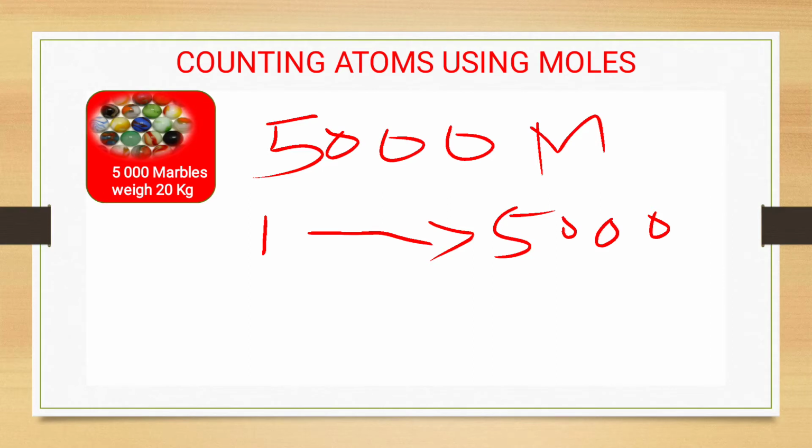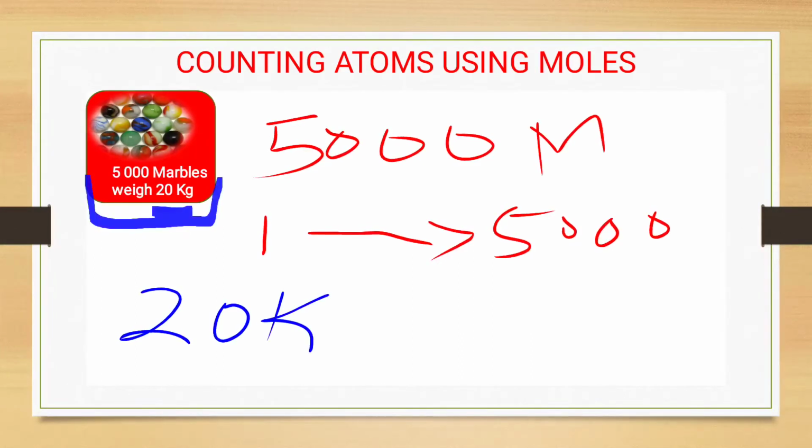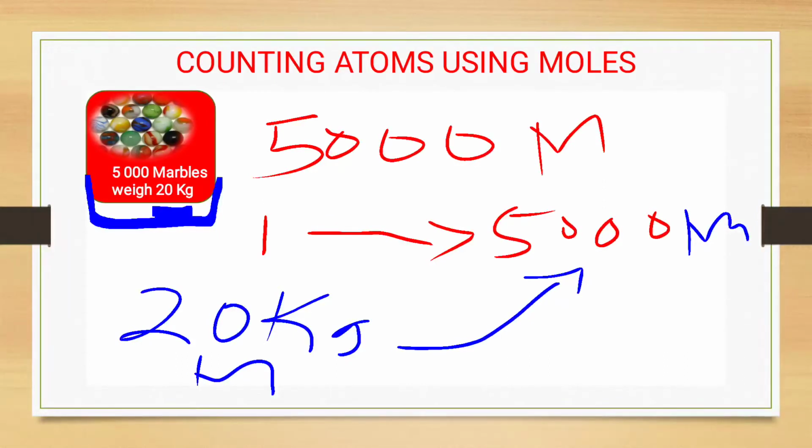If you know that the mass of 5,000 marbles is 20 kgs, you just need to go to a weighing balance and pour out the marbles until the reading on the balance is 20 kgs. Because you know that 20 kgs of marbles gives a total of 5,000 marbles. You see? So we use the same knowledge to get the number of atoms in a given element.